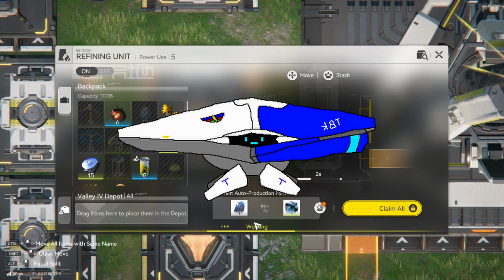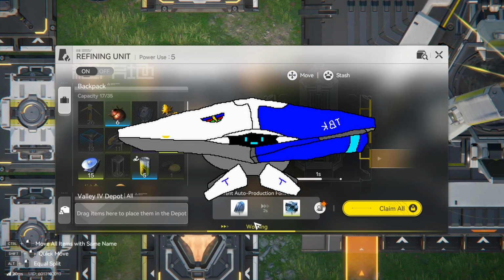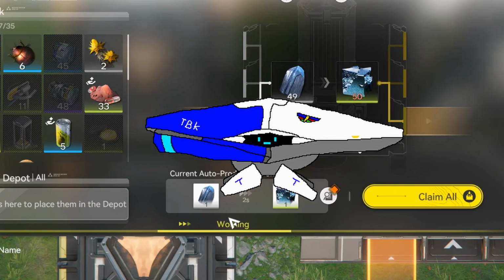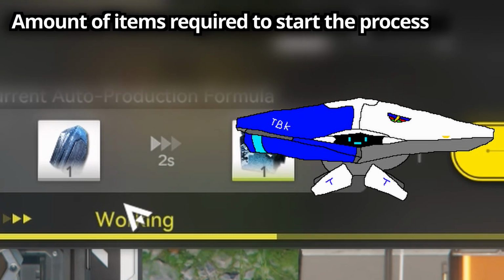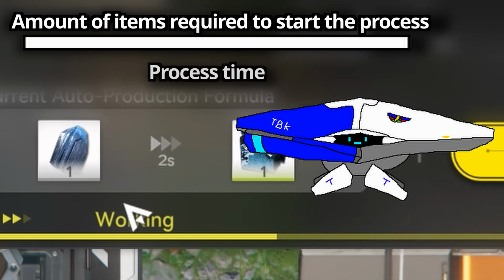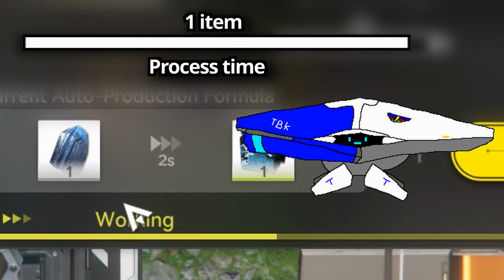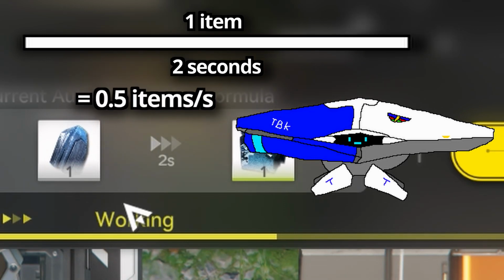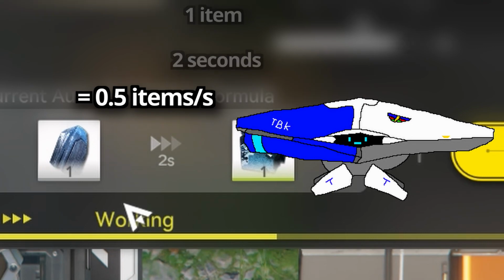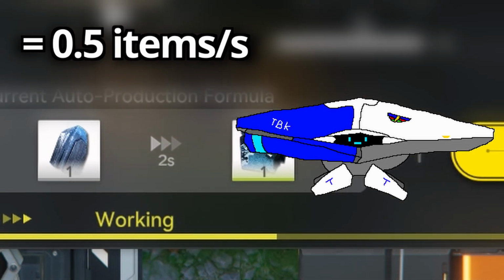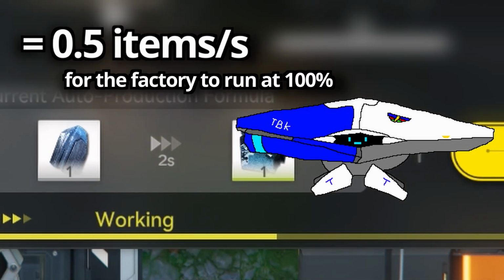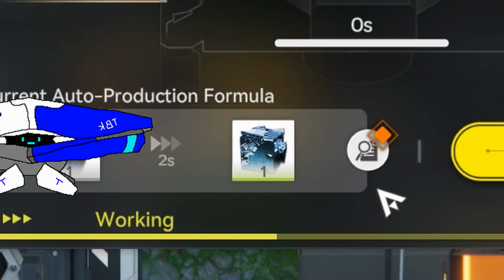It means that to calculate the input efficiency of the factory, we need to use this formula, which is how many items do we need to start a process divided by how long it takes for the process to happen. So in this case, 1 ferrium ore divided by 2 seconds, which means I'm using 0.5 ferrium ore per second. So this means in order for the factory to function at 100% efficiency, I do need an input rate of 0.5 per second. Now let's look at the output rate.